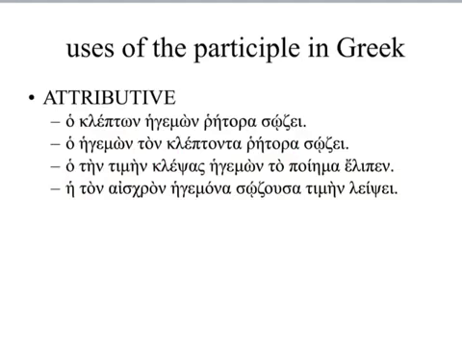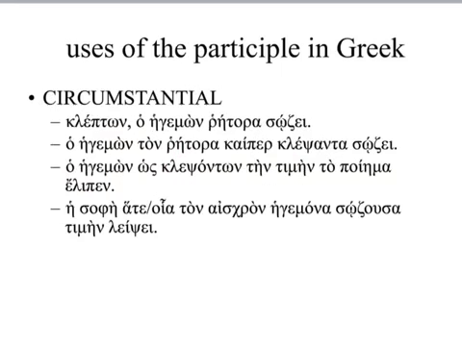As you can tell, when you put these into English, it's often much easier to use a relative clause or a subordinate clause of some kind, but Greek brilliantly is able to do all that simply with the participle. Again, as is the case in English, the participle can also be used to make a circumstantial clause.